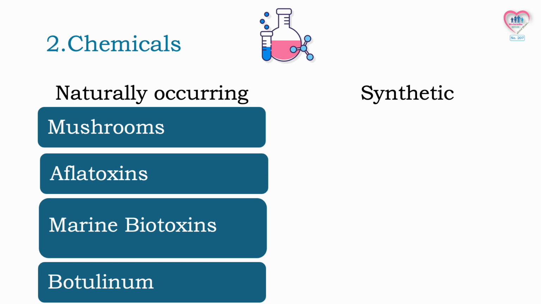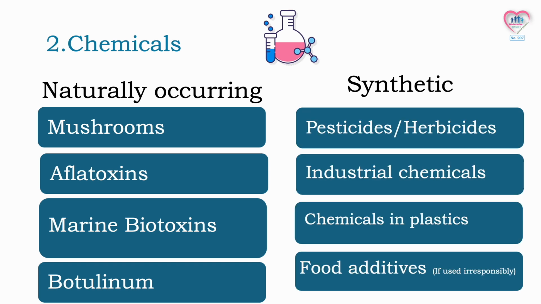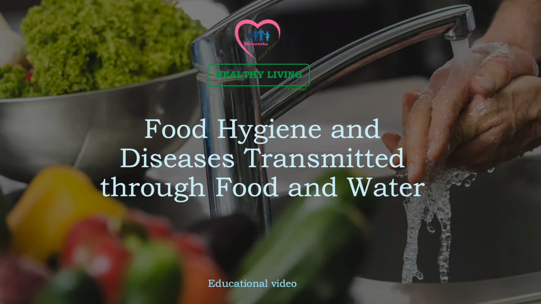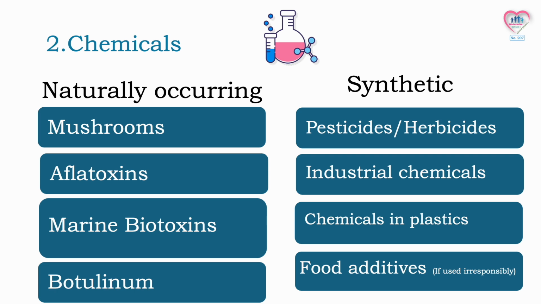Marine biotoxins are found in some fish, shellfish, and crustaceans. Botulinum can be detected in foods that have been improperly canned. Synthetic chemicals include pesticides and herbicides. Industrial chemicals such as perfluoroalkyl and polyfluoroalkyl substances, or PFAS, are discharged into the environment and then make their way into the food chain. Harmful chemicals in plastics, such as phthalates, can enter our food through direct contact or through the environment.